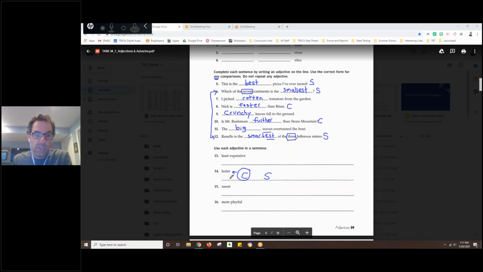That's how you would go through this. You've got rarest and more playful for the last two. So if you want to pause, you can do 13 through 16. You can take snapshots of it. You can rewind. You can fast forward. Right now, I'm going to pause for just a few seconds, and I'm going to move on to page 60 as we go through.